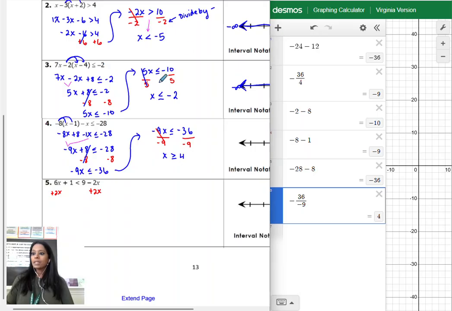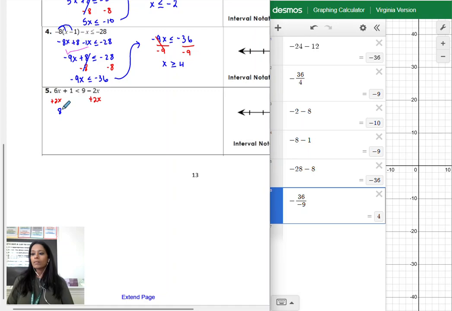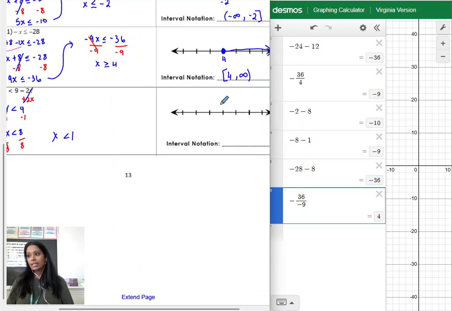side. So 6 plus 2 is 8x. Bring down the 1, bring down the less than, 9, this gets crossed out. And then this is just a two-step inequality, so I'm going to go ahead and subtract 1 on both sides. So you have 8x is less than 8, divide by 8 on both sides, and then you have x is less than 1. I didn't have to change the sign.